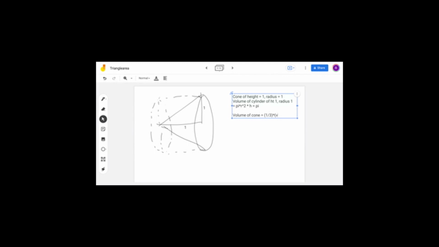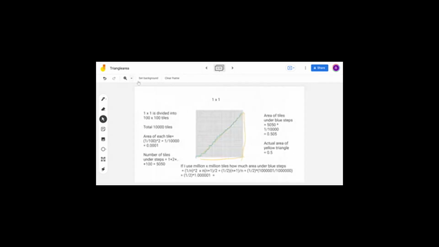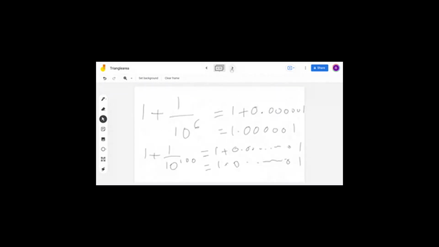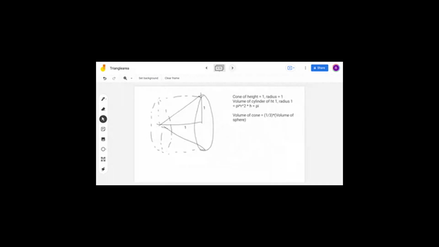Do you know why it is 1/3? Why is it not half? So when we were looking at the area of the triangle, it was half of the area of the square. You remember this? So this area of this triangle here was half of the area of the square, right? But when you rotate this triangle to get a cone, and rotate this square to get a cylinder, now suddenly the volume of the cone becomes 1/3 of the volume of the cylinder.